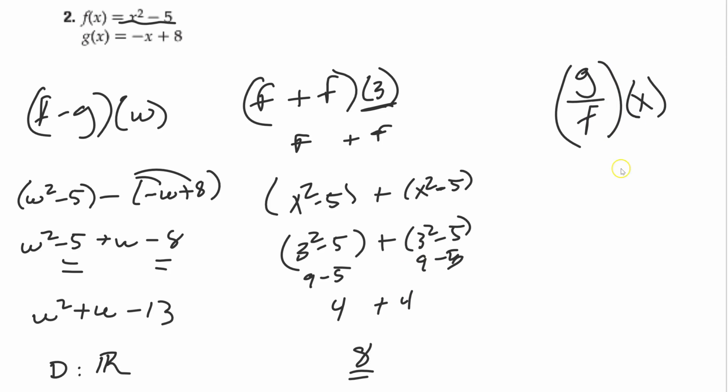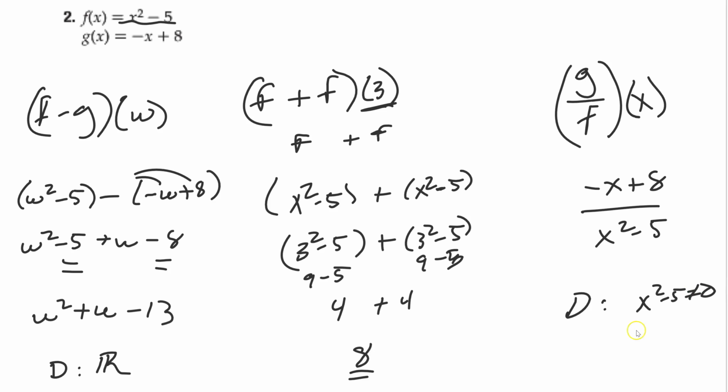g over f, so we're going to plug in g over f. So negative x plus 8 over x squared minus 5. Now I want to find a domain. All we do is set the denominator not equal to 0. So x squared minus 5 does not equal 0. Add 5, square root it. x cannot equal plus and minus root 5. So that's my domain. It can't be negative root 5 or positive root 5. Either way, I get a 0 on the bottom, and we can't divide by 0. So that's the idea with those.